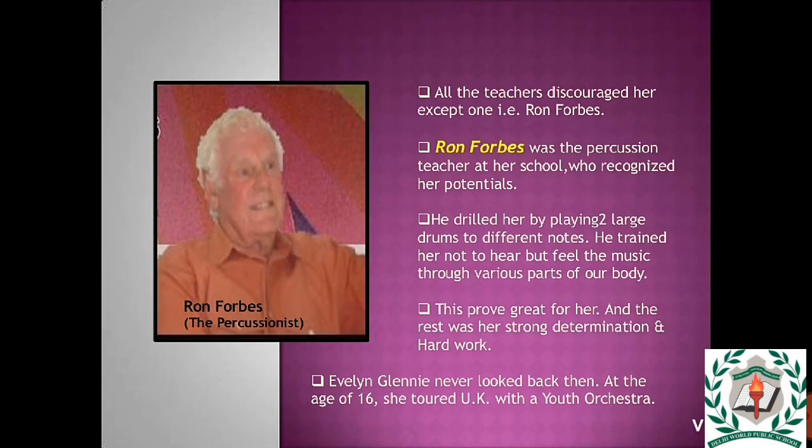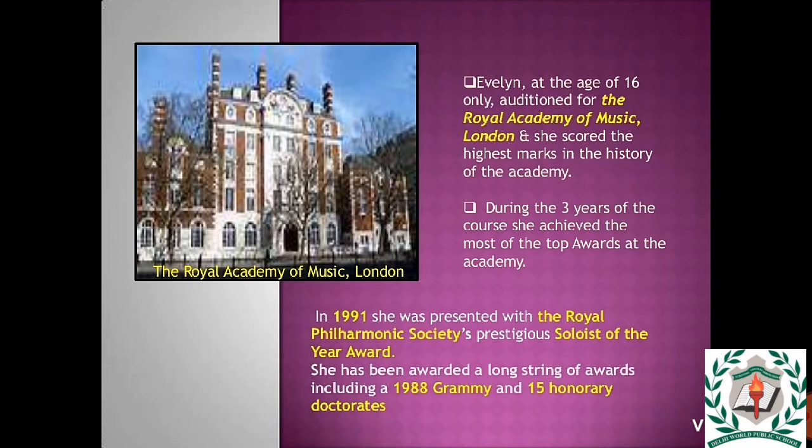And this proves that she has strong determination and works hard towards her passion. So she never turned back, saying, oh my God, I'm deaf, I have this weakness. No, she moved forward and got into the UK Youth Orchestra at the age of 16. Okay, babies. And then at the age of 16, she auditioned for the Royal Academy of Music in London. There, she scored the highest mark in the history of the Academy. And during the 3 years of the course, she achieved most of the top awards of the Academy.